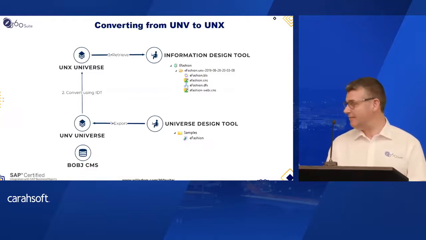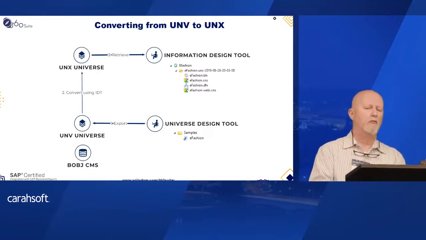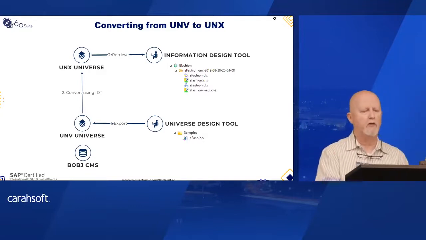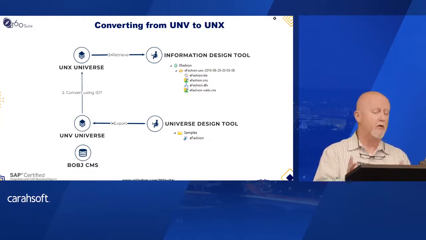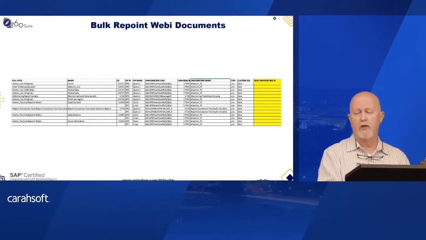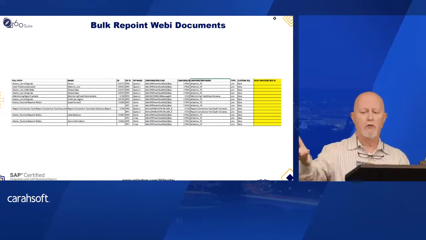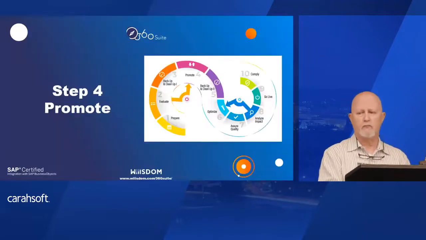UNV to UNX? Yeah, we touched on that already. The actual conversion itself is fairly simple. It's going to be done with the information design tool, the IDT. But as I mentioned earlier, once you have converted your universes, you have to repoint all your documents to the new universes. And that's what 360 View does for you. After the repointing, you can pull reports that show you what has been done and what's ready to go. And you're able to bulk repoint everything. So that's quite time saving.